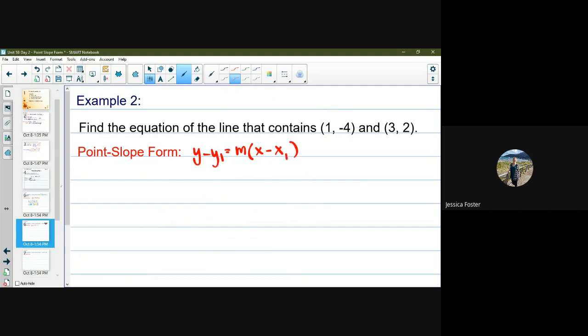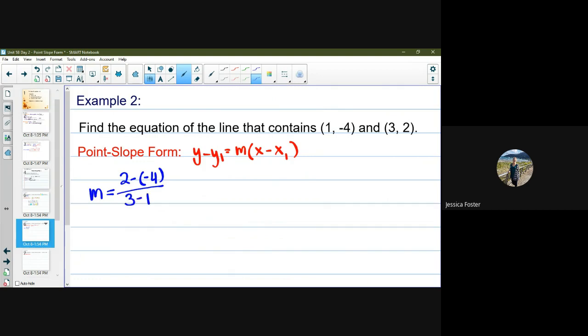Where I need to decide which point I'm gonna use. It doesn't matter if I use (0, 1) or (0, 2), the (1, -4), or the (3, 2). In either case though, I do need to figure out what is my slope. So we're gonna use our slope formula, same as last week. y2 minus y1, so I have 2 minus -4, all divided by 3 minus 1.